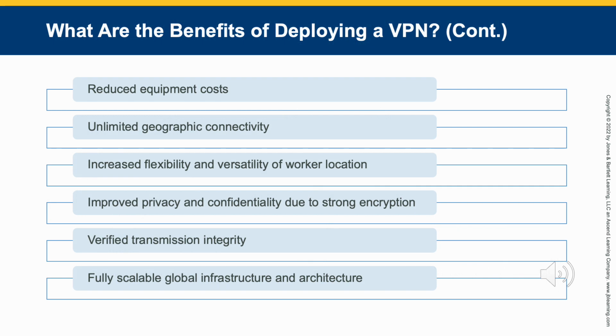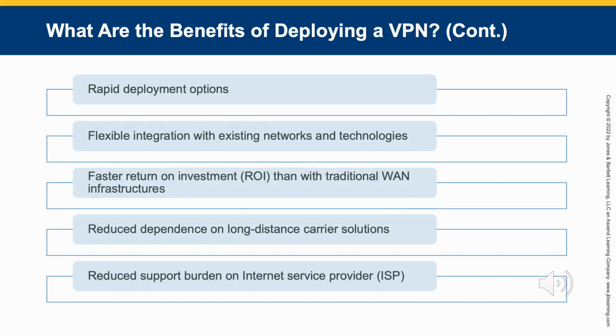Here are some of the benefits of deploying a VPN. Reduced equipment cost, unlimited geographic connectivity, increased flexibility and versatility of worker location, improved privacy and confidentiality due to strong encryption, verified transmission integrity, fully scalable global infrastructure and architecture. Rapid deployment options, flexible integration with existing networks and technology, faster return on investment than traditional WAN infrastructures, reduced dependence on long-distance carrier solutions, reduced support burden on internet service providers.